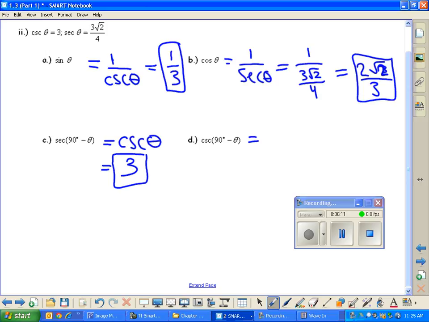Cosecant of 90 minus theta, we're on part D. What is that equivalent to? Yeah, Jonathan. Yeah, that's the same thing as secant of theta. We know that from our chart. We know that from discovering cofunctions. Secant of theta, hey look, secant of theta. 3 square roots of 2 over 4. Done. That's all it is.